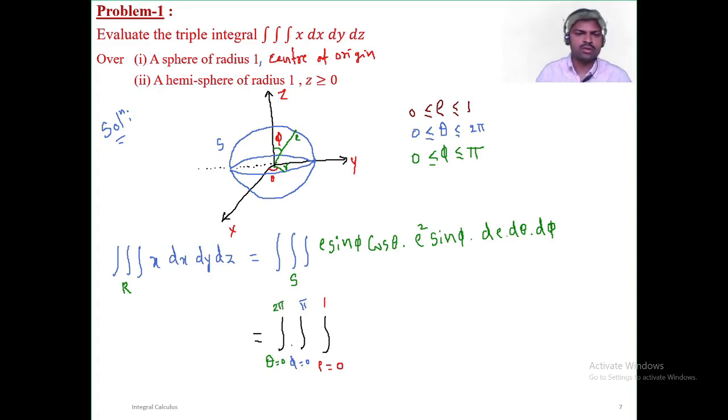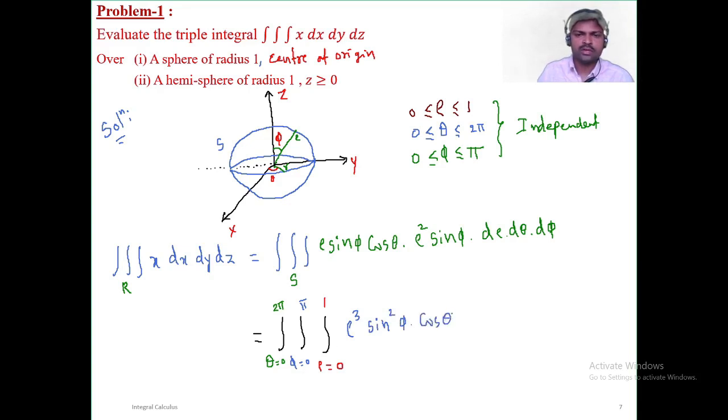First with respect to phi you can do, next with respect to theta, and at the end with respect to rho, your wish, because all these three are independent variables. So the order of integration does not matter here. Okay, so now let us simplify the integrand. Rho and rho square, so total rho cube sine square phi into cos theta.